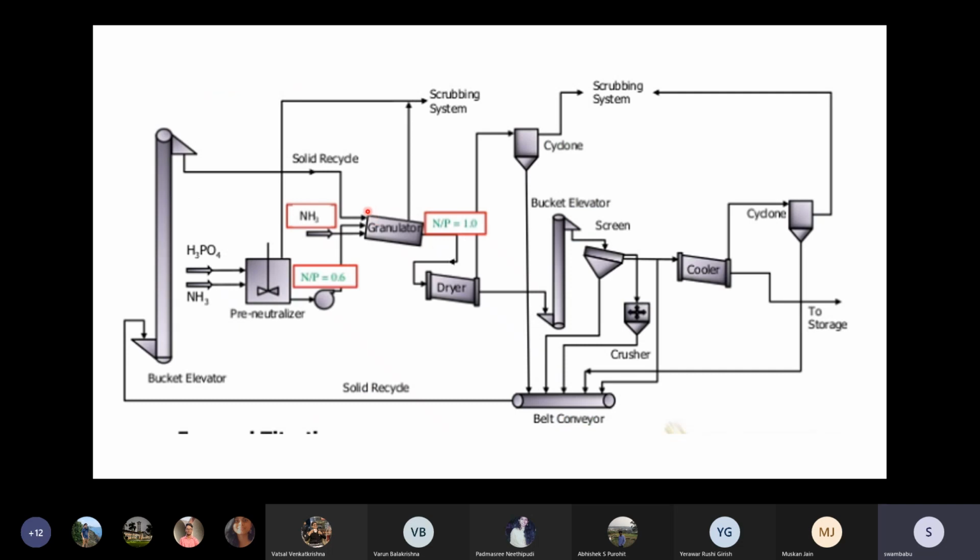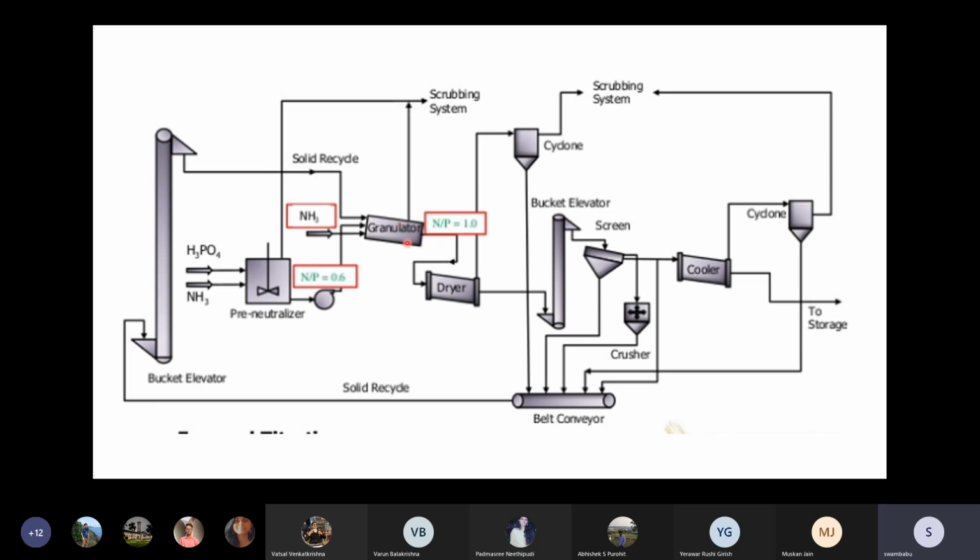Here we have the rotary granulators. In this rotary granulator, since we have added less ammonia in the pre-neutralizer, the remaining amount of ammonia is added in the granulator so that you will get the N by P ratio of 1, so that we'll get the diammonium phosphate.